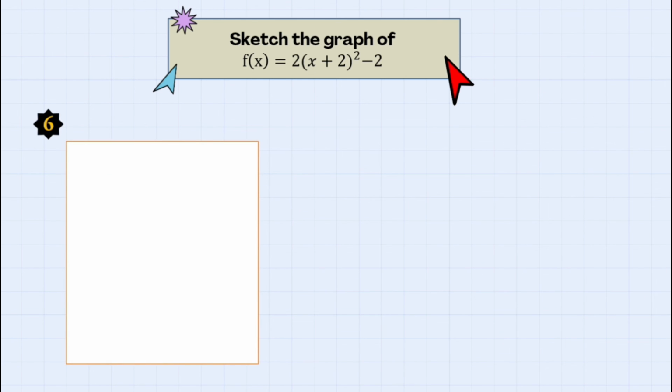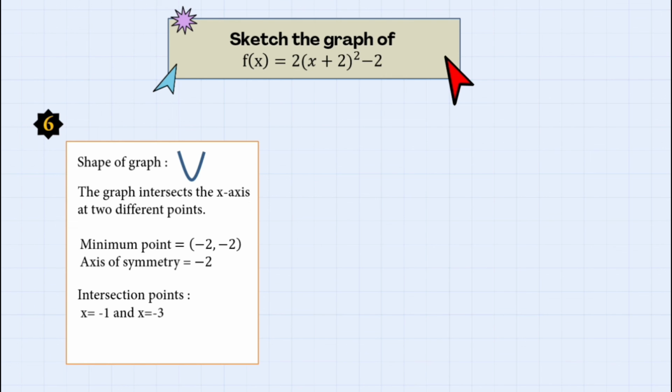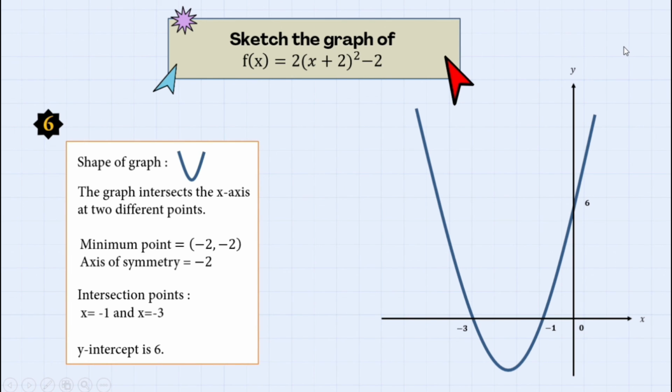Now, we have obtained all the information required to sketch this graph. We already know the shape of the graph, the position of the graph, the minimum point, axis of symmetry, intersection points, as well as the y-intercept. Therefore, what we need to do is to sketch the graph completely based on the related points. So we have the x and y axis, and all the important points, and so we sketch the parabola passing through all the related points.